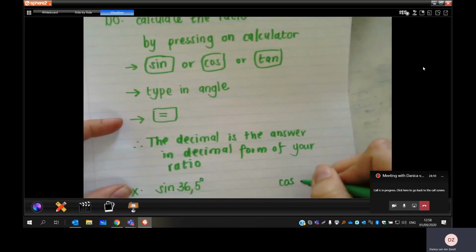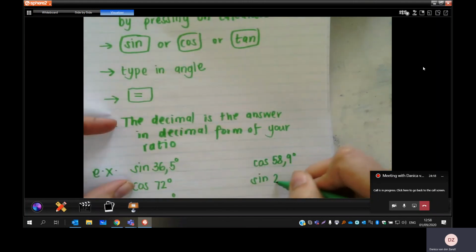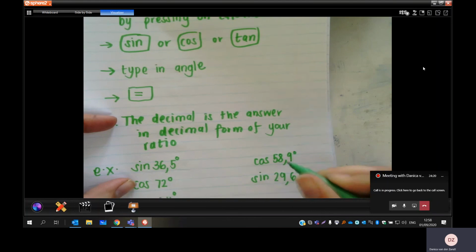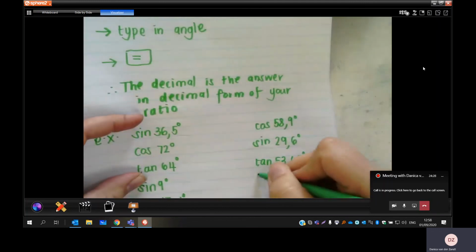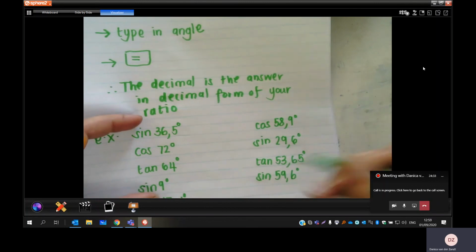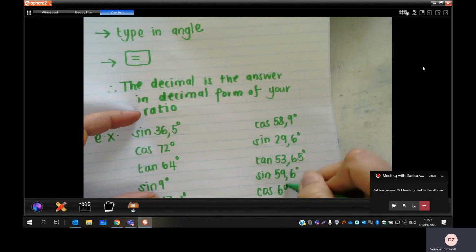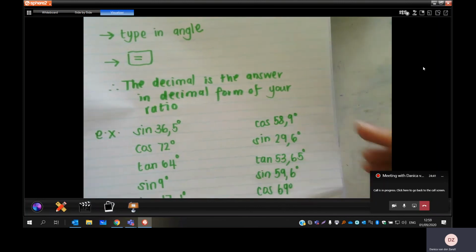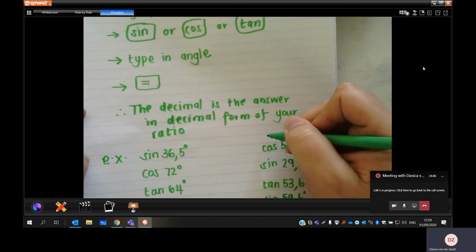Jordan? 58.9. Aaron? 29.6. Zora? 53.6. Okay. Ayanda? 59.6. Veli? Okay. Typical. And then Matthew, right on top. 48. And do you want sine, cos, or tan?